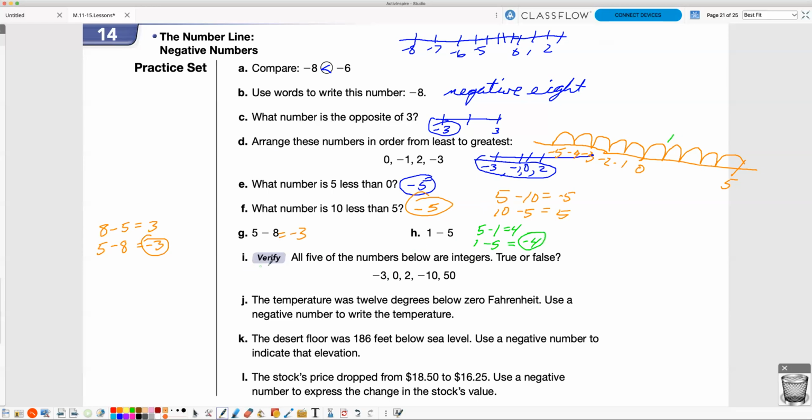Letter I, all 5 of the numbers below are integers. Is that true or false? We have negative 3, 0, 2, negative 10, and 50. The answer would be true.